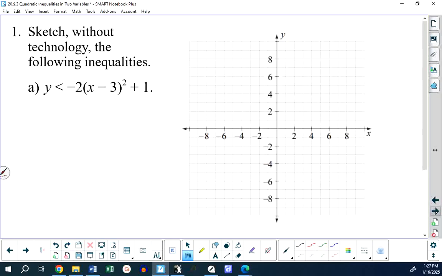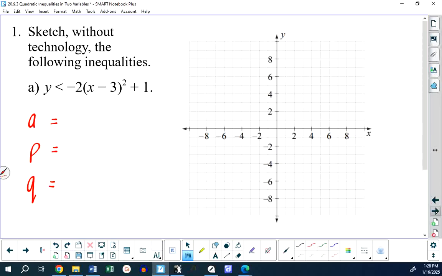And you can use a test point. So let's take a look at this one. This one is a little bit easier to sketch. Well, maybe, maybe not. But again, I've designed this lesson to allow us to review some things that you need to know for the final exam.